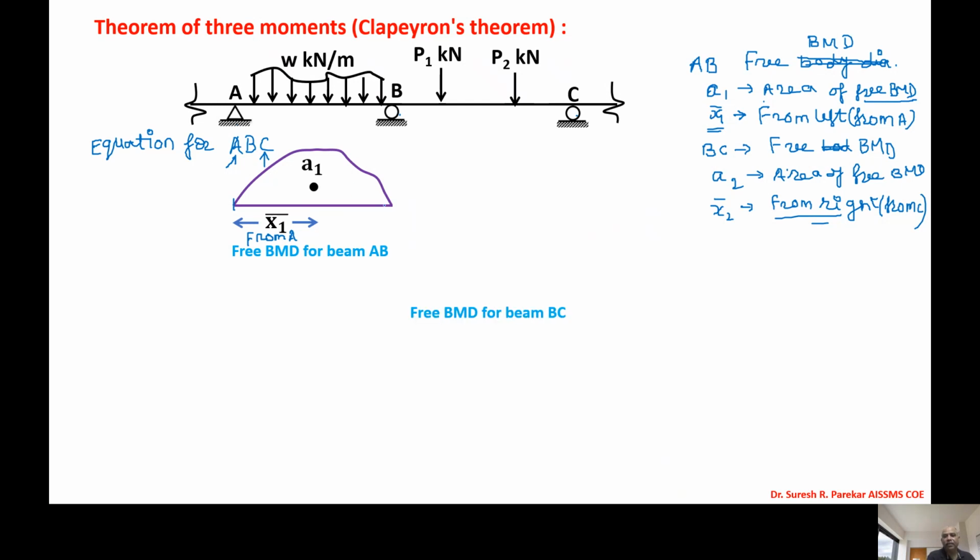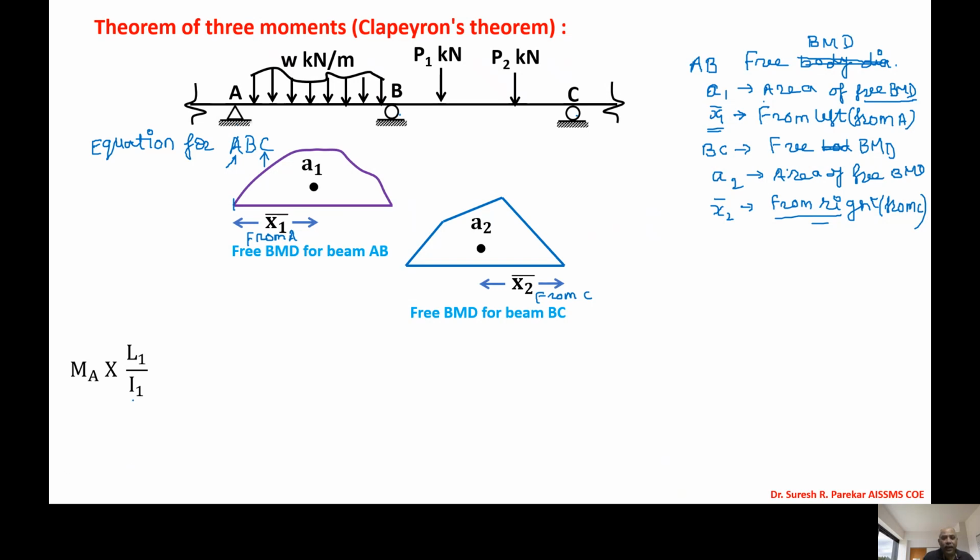Now second we have BC. We will draw the free BMD for beam BC. A2 is the area of this free BMD, and X2 bar, as you can see, is the centroid distance from C. And now we have Clapeyron's theorem. I will not go into the derivation of this.